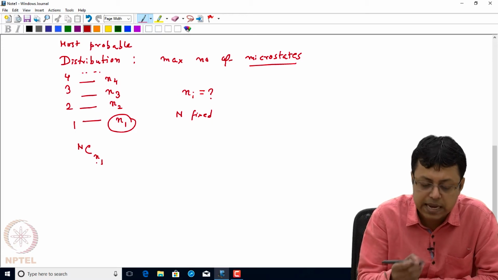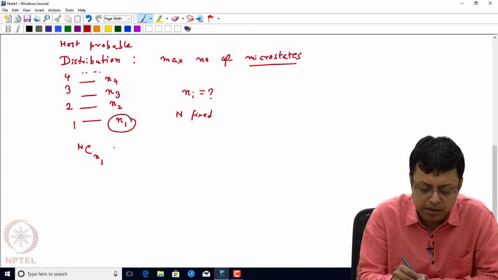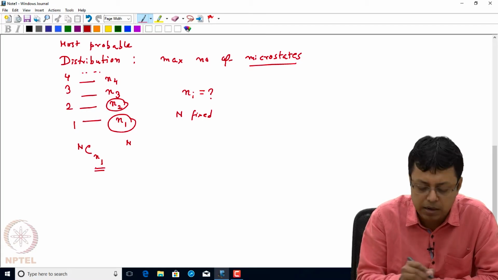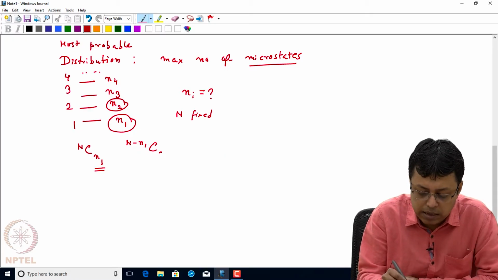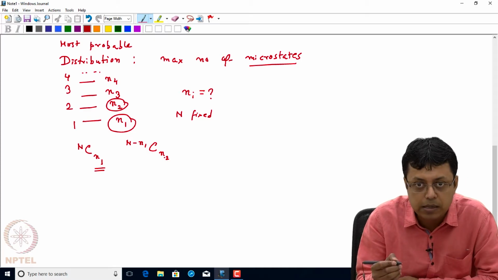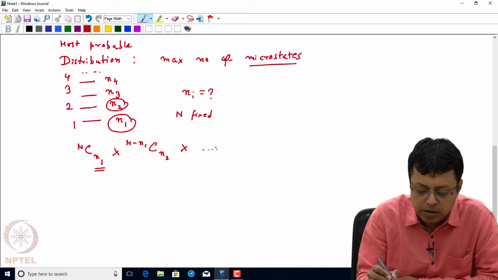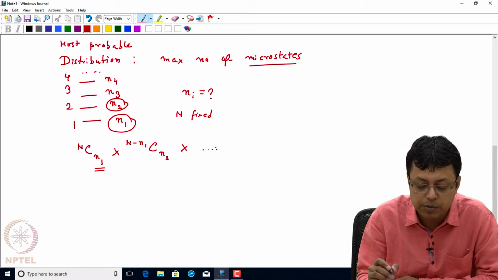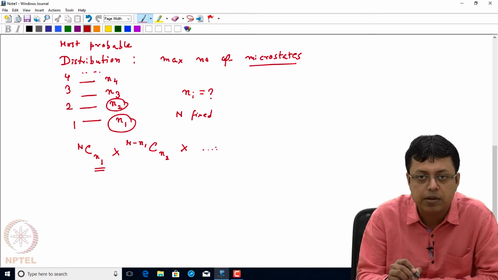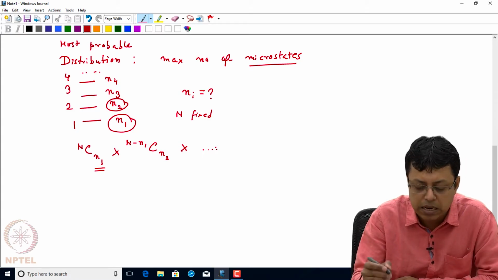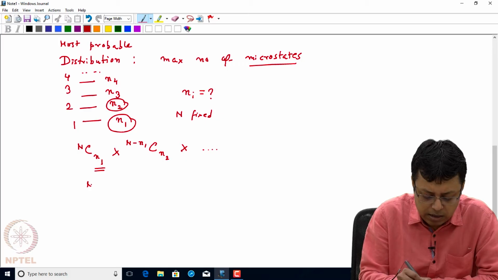Once you do that, the second energy level can be filled with N2 particles. In how many ways can this N2 be chosen? Once I have chosen N1 particles, I am left with N minus N1 particles, and out of those I can choose N2 particles to fill energy level 2, and so on. So the total number of distributions, or total number of microstates, for that particular distribution, where I have N1 particles in energy level 1, N2 particles in energy level 2, or in general Ni particles in energy level i, will be something like that. And you can easily do that.